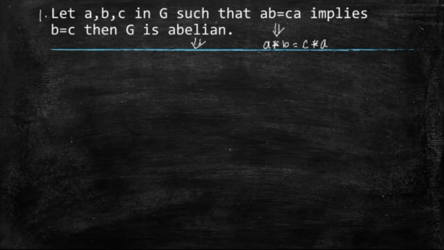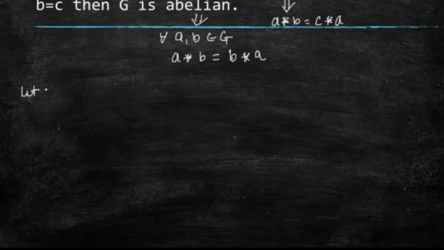And equivalently, in order to show that G is abelian, all we need to do is prove that for every pair of elements in G, A star B should be equal to B star A. Begin by assuming two arbitrary elements in G. So here is the proof, right? So I consider two elements A and B.